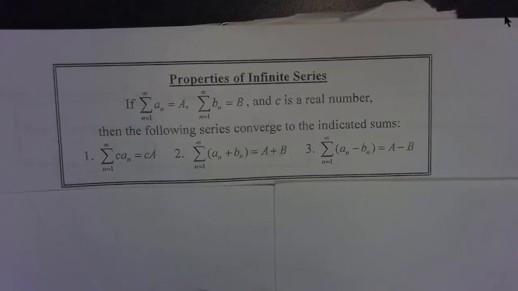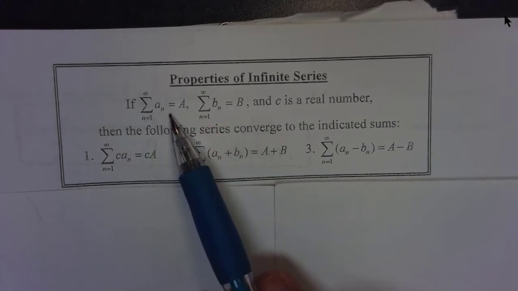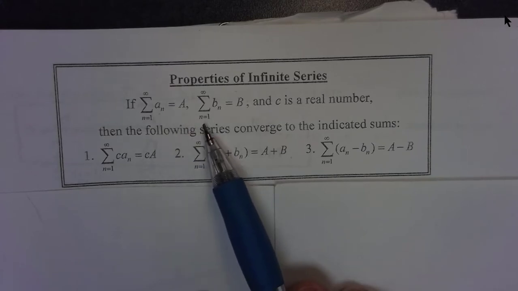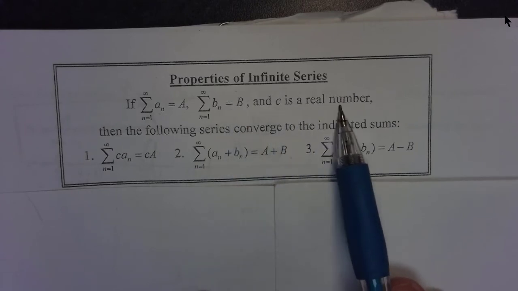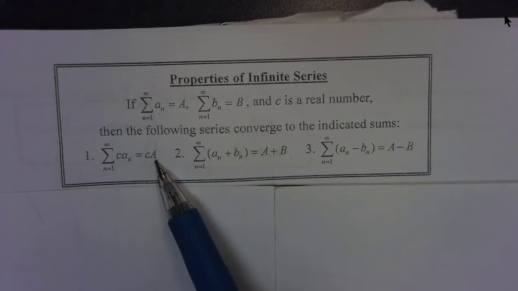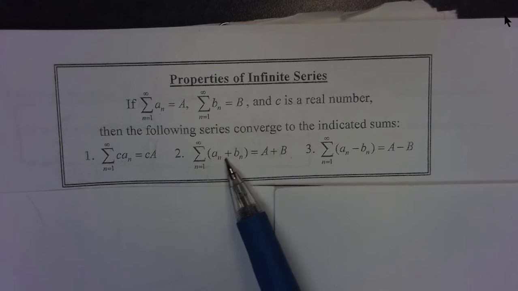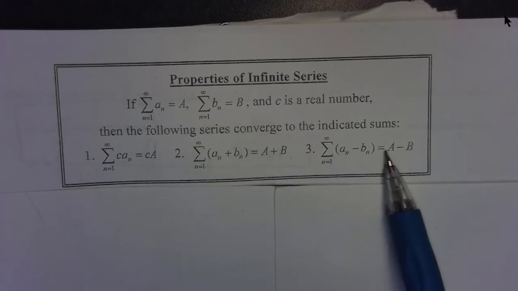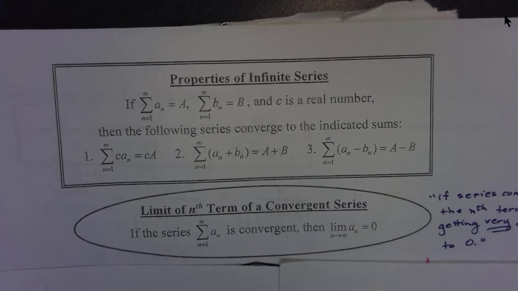Properties of infinite series. If the sum as n goes from 1 to infinity of a sequence a sub n is a, and the sum as n goes from 1 to infinity of another sequence b sub n is b, and c is a real number, I can multiply every term in the sequence by that c, and my sum would be c times the sum of my series. I can add the two series together, and I can subtract them. So sometimes we have to manipulate our series. So these are good properties to know.